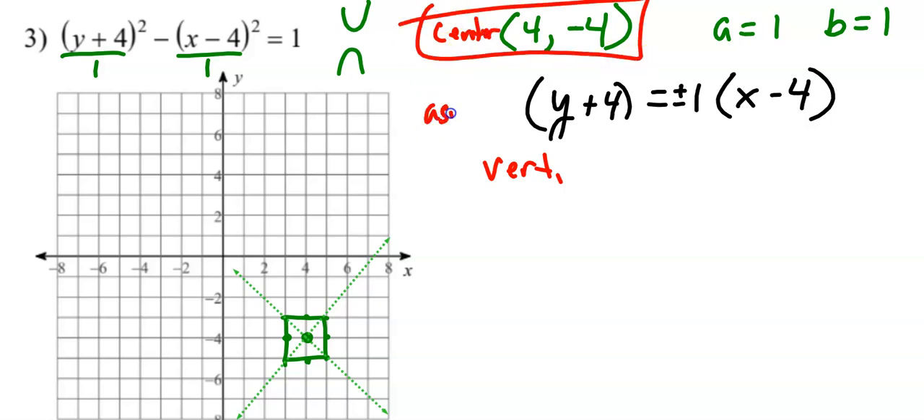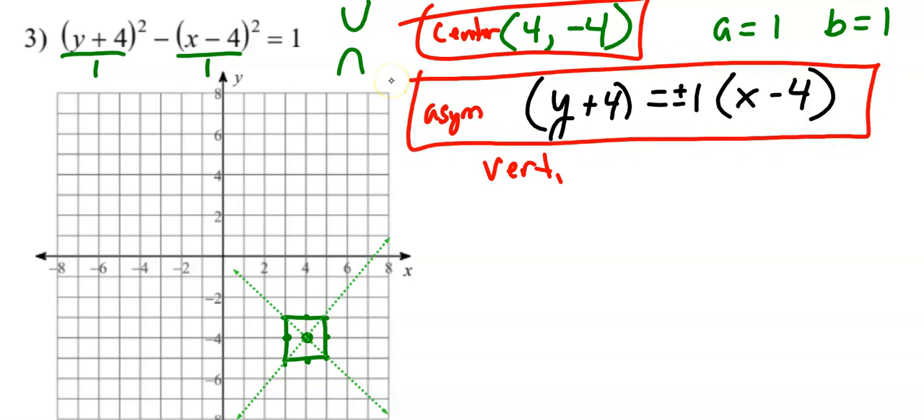Here's the asymptotes. Let's just label all those in case some of you are just skipping through the video. You can kind of see which one's which. The vertices are going to be, because this thing is vertical, it's going to be here and here. So we're at (4, -3) and (4, -5).